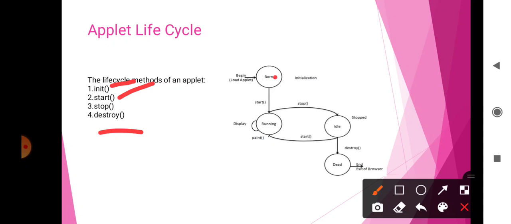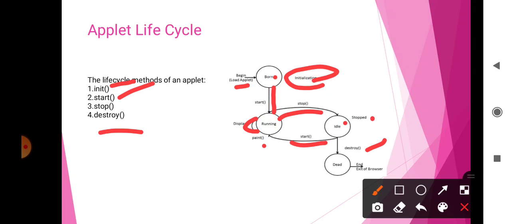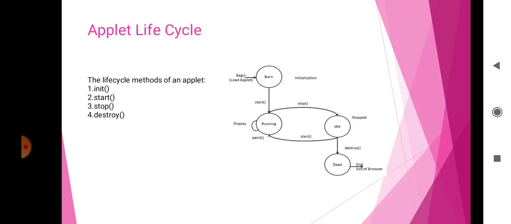Here the first step is born, that means begin, load the applet. Then init is called, which is the initialization. It can then start and run. It also does the displaying, for which we can use the paint method. Then start, stop. Here is the idle state, that means stop, and last is destroyed, that means dead, the end or exit from the browser.